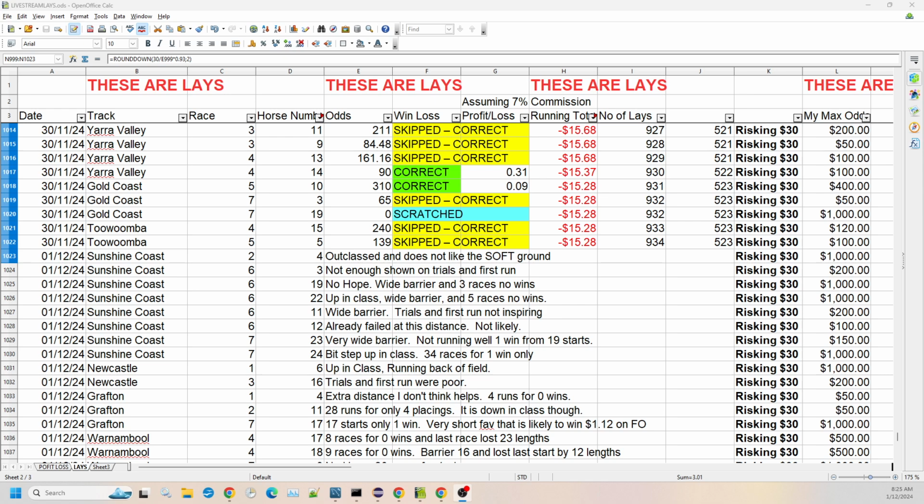Then we have Grafton Race 7, number 17. It's had 17 starts for one win. There's a very, very short favourite in this race. It's $1.12 on fixed odds. You don't see many $1.12 horses lose in thoroughbred racing. You can in harness and greyhounds, but it's a lot less likely to happen in the thoroughbreds. So I'm willing to risk this one up to the $1,000 odds, providing that $1.12 favourite does start.